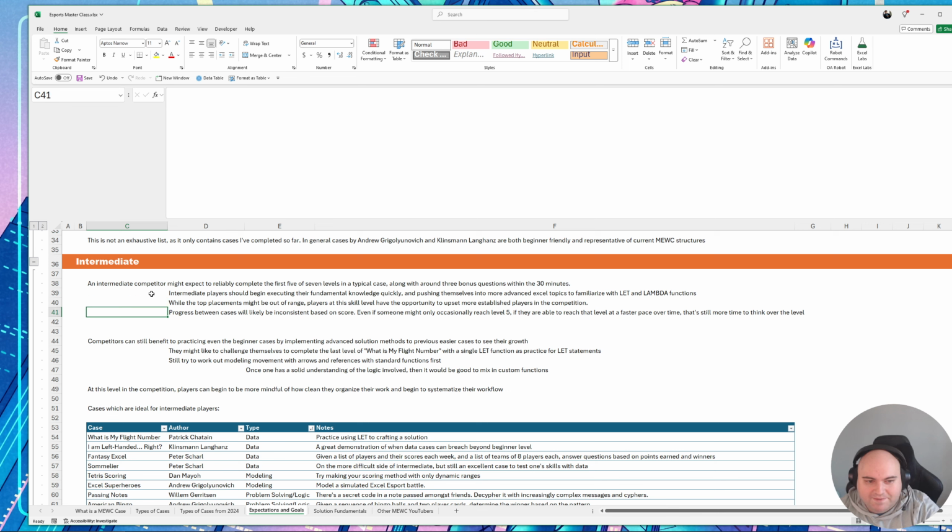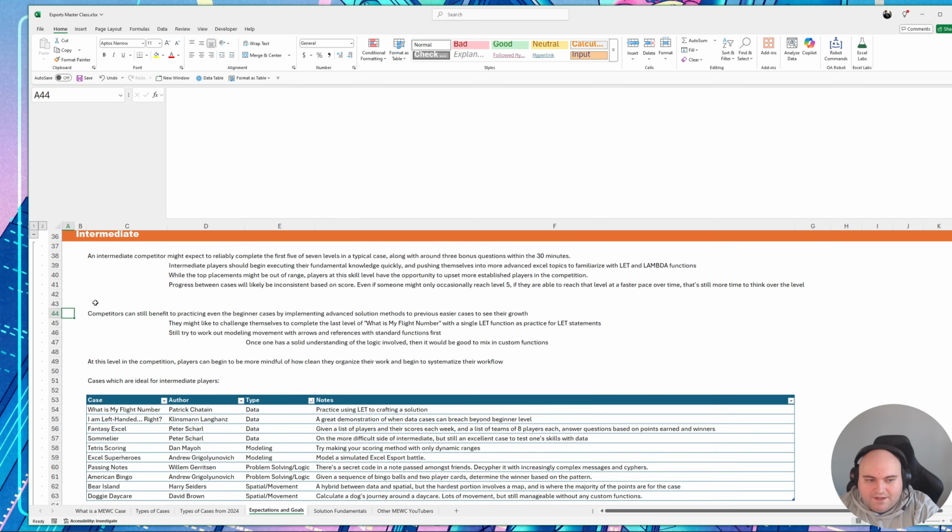Progress between cases will likely be inconsistent based on score. Even if someone might only occasionally reach level 5, if they're able to reach that level at a faster pace over time, I think that's an optimistic perspective when it comes to progress. For example, if you reach level 5 quickly, you just have that many more minutes to complete or at least think over level 6 or work on a bonus problem. So I think also think of the time perspective there.